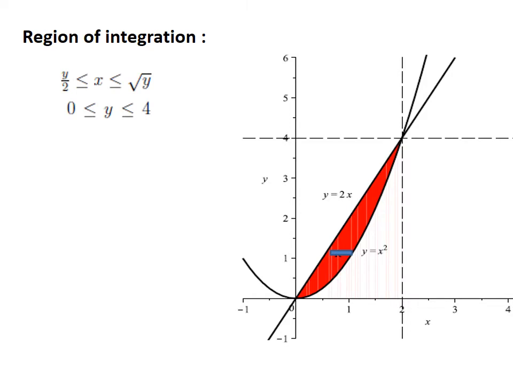The second bound is for y, which is supposed to be a constant bound. Slide the strip to the bottommost part of the region, the value is 0. Slide the strip to the topmost part of the region, the value of y there is 4. So you got the region of integration for elementary strip dA as dx dy.